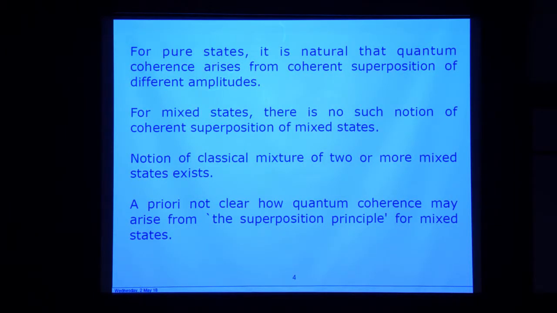So for a pure state, as we understand, it is natural that quantum coherence arises from the coherent superposition of different amplitudes. For a mixed state, there is no such notion of coherent superposition. All you can have is an incoherent superposition of, say, rho 1 or rho 2, or even more density operators in this context. So a priori, it is not very clear how quantum coherence can arise from the superposition principle for a mixed state. Whenever you think of this, typically it refers to a physical system, and that physical system is in a pure state.